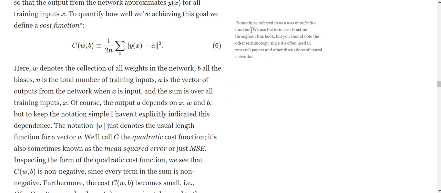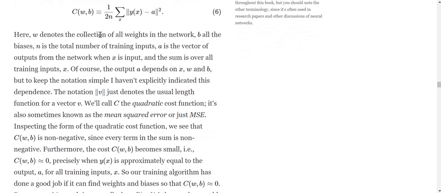Another side note, this is sometimes also referred to as a loss or objective function. So in this book, they're using the term cost function, but you will find loss function written almost in any blog or anywhere you look it up. Objective function is rarer, but I've seen it in some research papers.